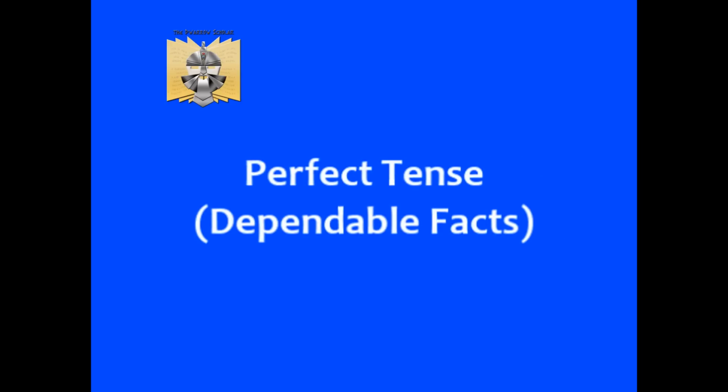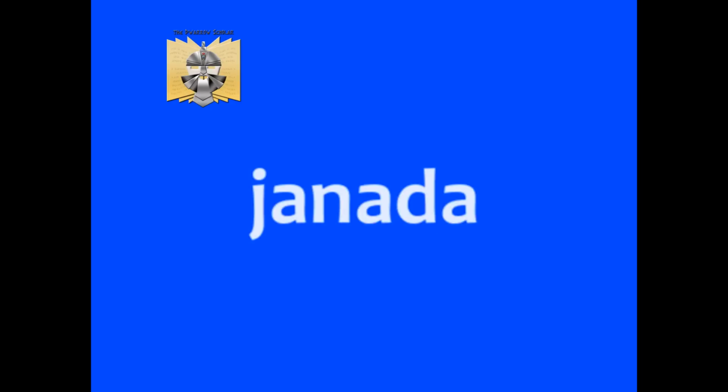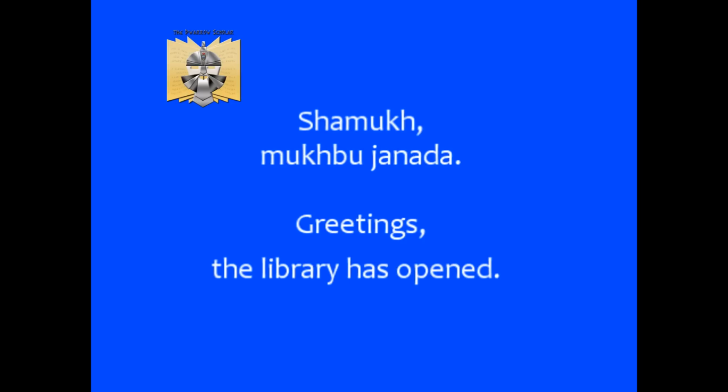So here's a closer look at the main forms in the perfect tense. As I said, in the first line, we notice a prime example of the perfect tense, janada. Master Gimli says, Shamuk mukbu janada, which can be translated as greetings, the library has opened, or the library is open. We know the library is open. It's a dependable fact. There's no doubt about it. So Master Gimli uses the perfect tense, which is used for such dependable, reliable facts.